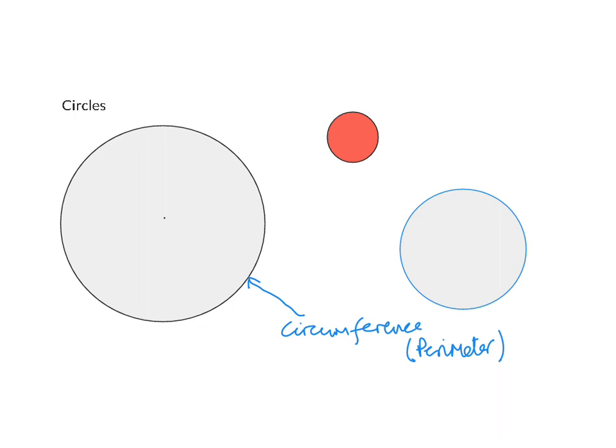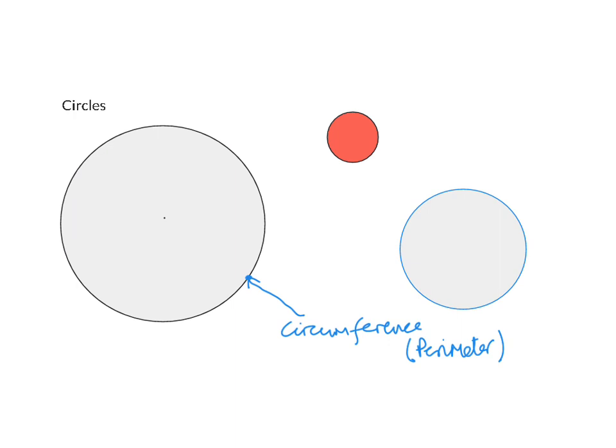If you were to measure the circumference, which you are going to do today, you would start at one point here, and then you'd measure all the way around the edge of the circle like that. And that distance that you've travelled would be the circumference.